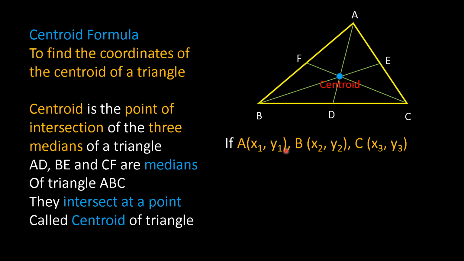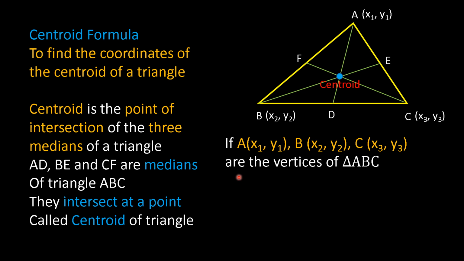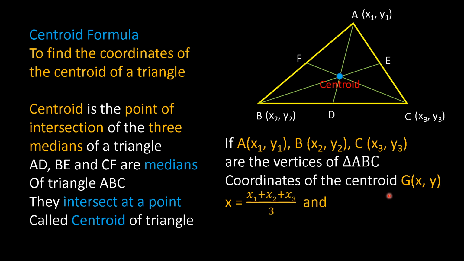If A(x1,y1), B(x2,y2) and C(x3,y3) are the vertices of triangle ABC, then the coordinates of the centroid G(x,y) are given as: the x coordinate is (x1+x2+x3)/3, and the y coordinate is (y1+y2+y3)/3.